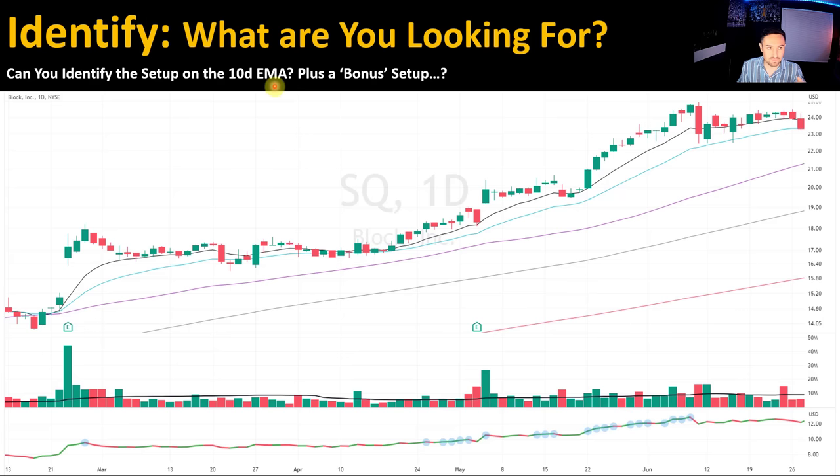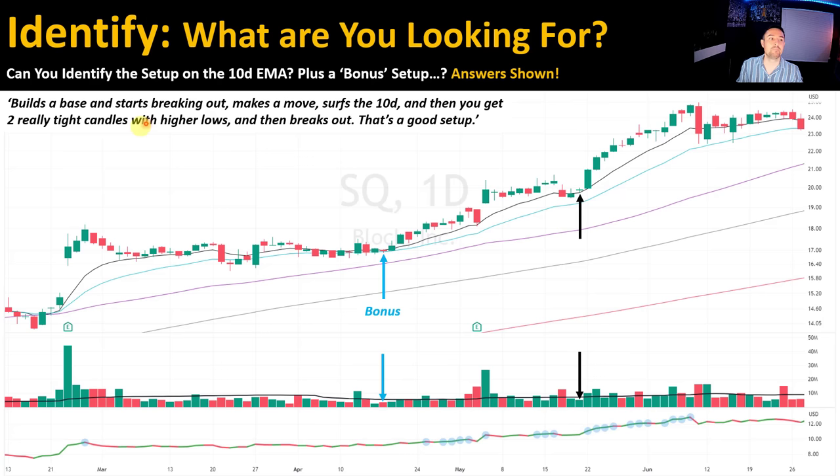3, 2, 1. There you go. So it builds a base and starts breaking out. Makes a move, surfs the 10-day, and then you get the two really tight candles in here. Tight, tight with higher lows, and then breaks out. There's your breakout. That's a good setup.